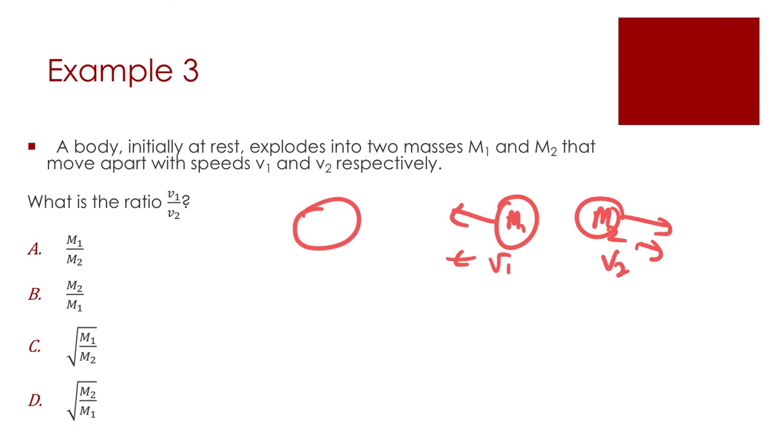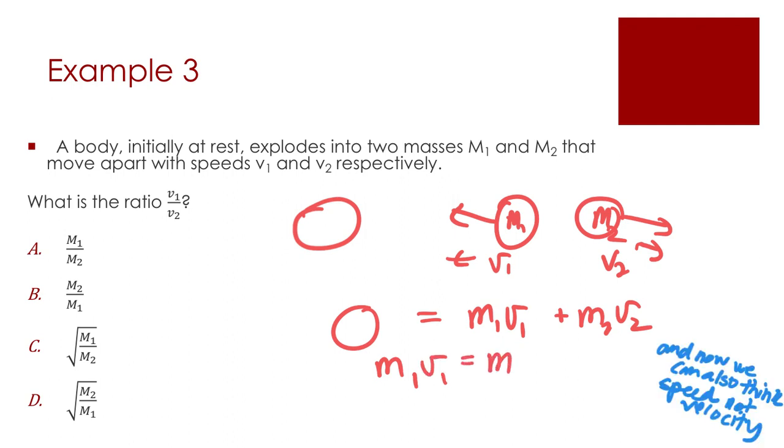Total momentum before is 0. Total momentum after would be m1 v1, m2 v2. And I know they're in opposite directions, so these two things are going to have to actually equal if I put in the fact that they are in opposite directions. So if I want to move this around to v1 over v2, that's going to give me m2 over m1. Answer is B.